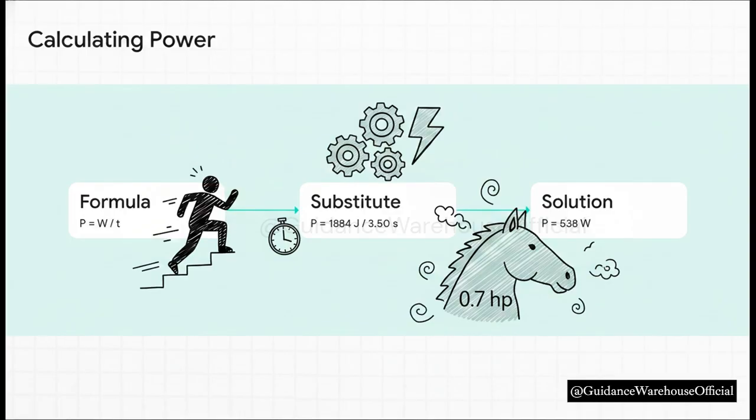538 watts is roughly 0.7 horsepower. She is literally outputting almost 3/4 of a horsepower just to sprint up those stairs. But like we talked about, she definitely couldn't sustain that level for very long.